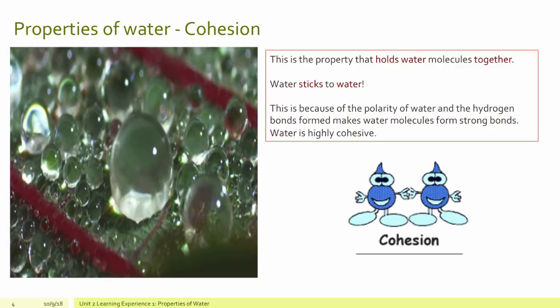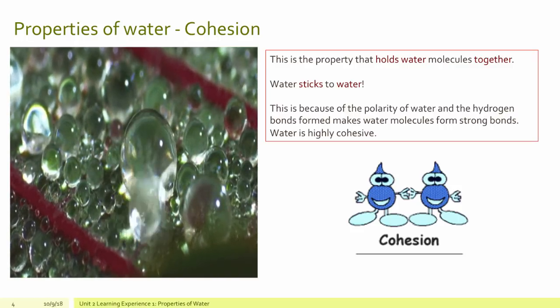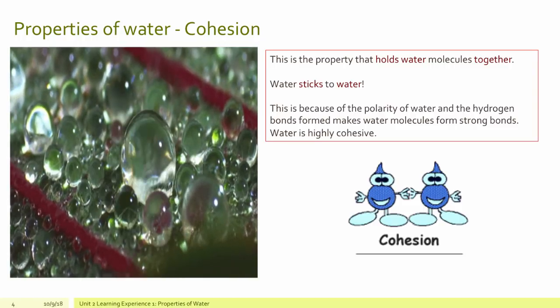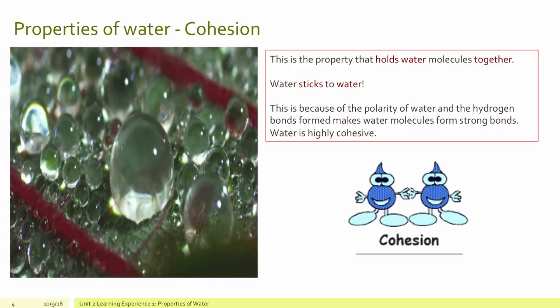We have an example here with water droplets on a leaf. You'll notice that one large droplet is sucking up the two smaller droplets, and that's because the water molecules are polar. They are attracted to other water molecules, and they form bonds, and they make an even larger water droplet.